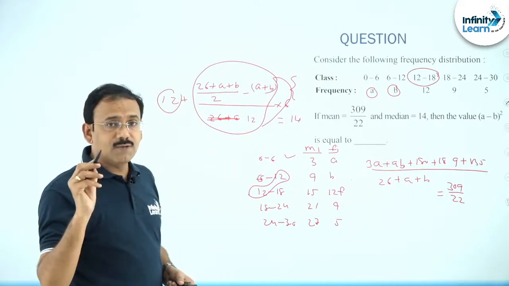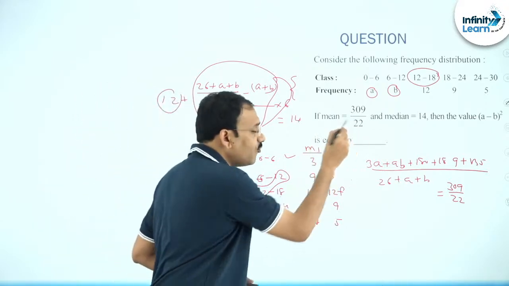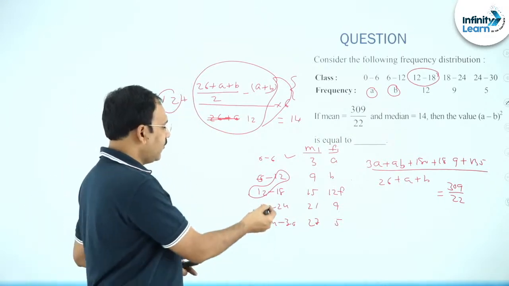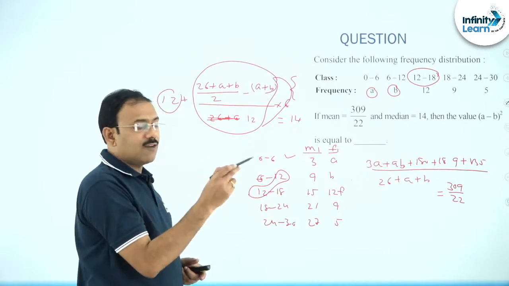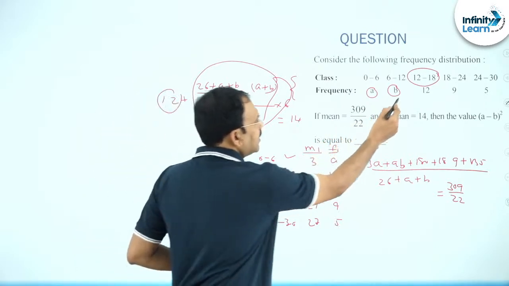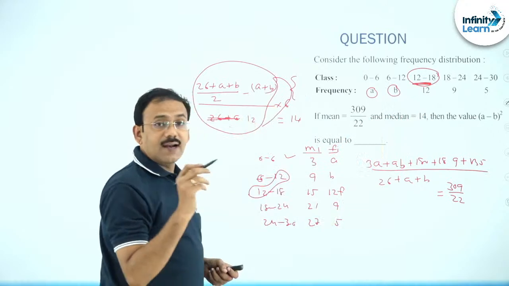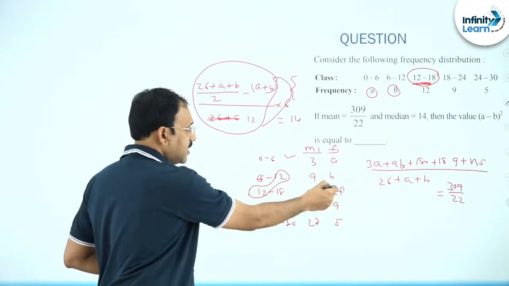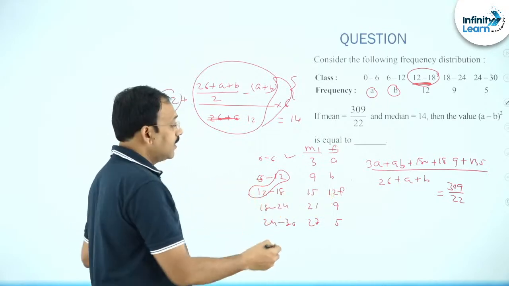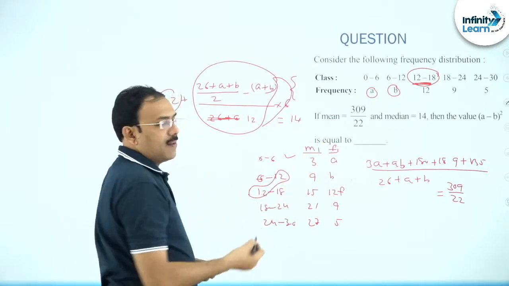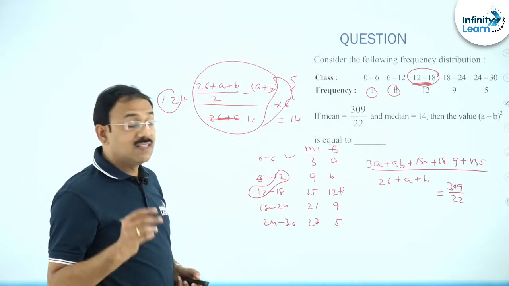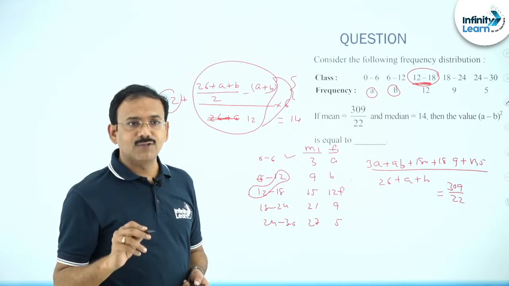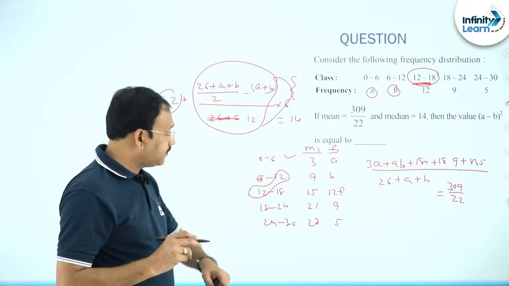In median, the most important step here is median 14: how to do the interpretation. If it is a class interval, median 14 means your median is between 12 and 18, and hence this is the median class. This is L, this is F, and M is nothing but the sum of these two, a plus b. You got all the entries. This is very, very important in this question. First time it is given in the month of July, okay, right.